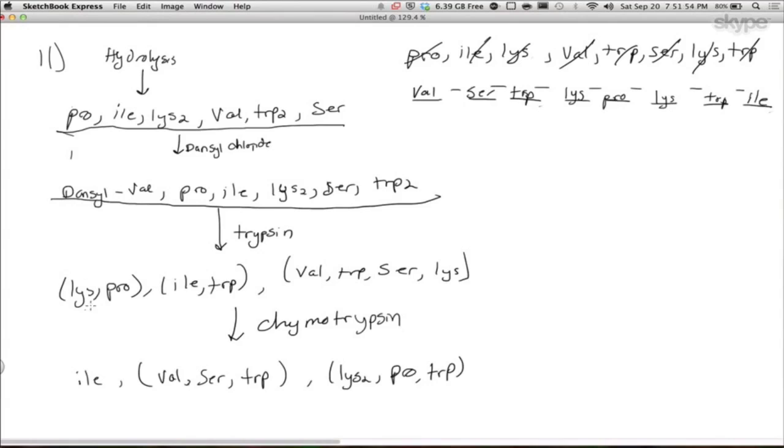And let's write a big arrow above the chymotrypsin to show again that's starting from scratch, starting from the octapeptide. We're not doing that on the products from the original step. Otherwise, that notation can be misleading. Okay, very good.